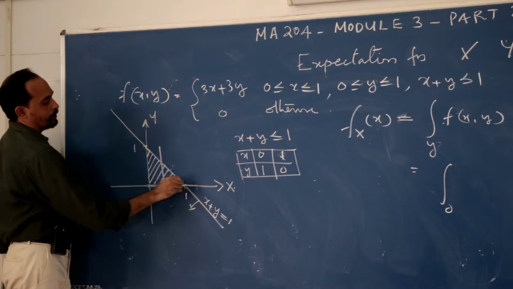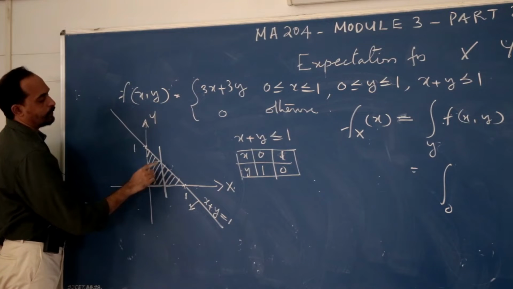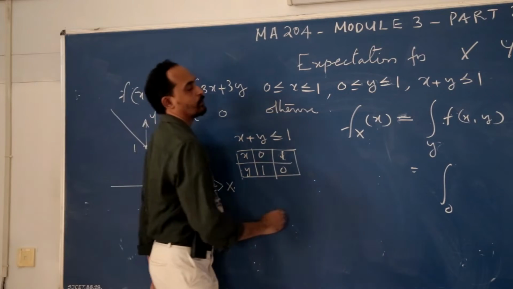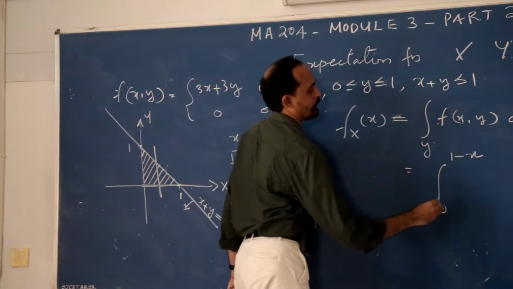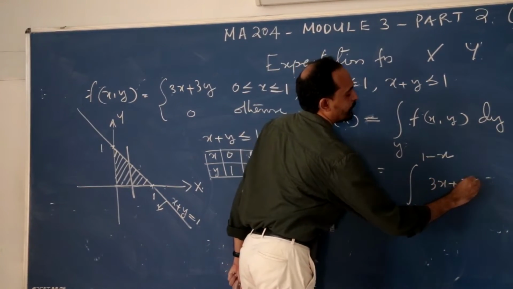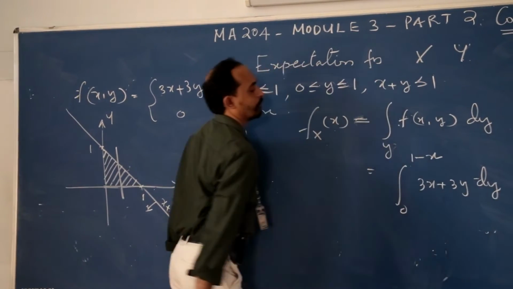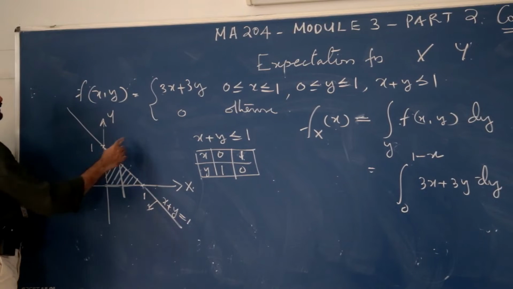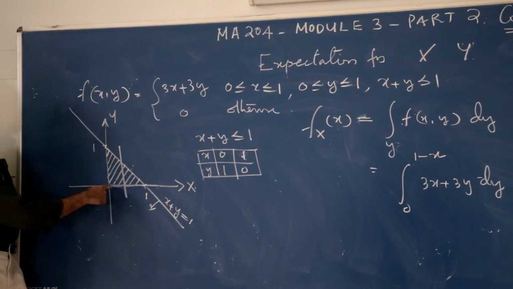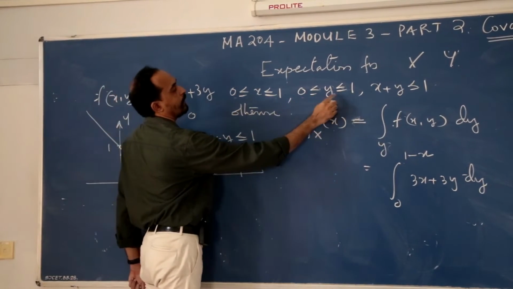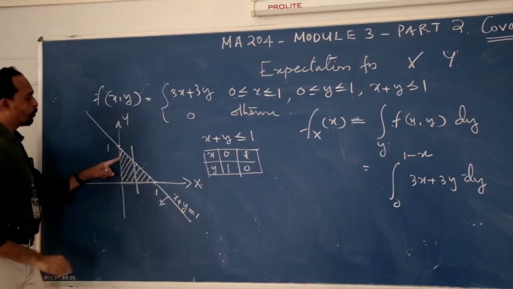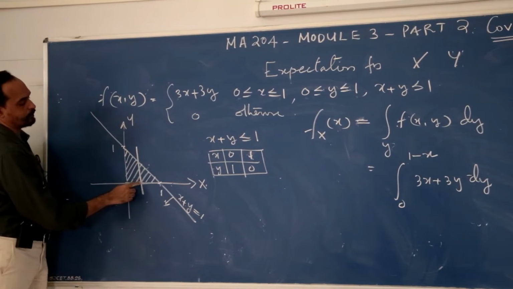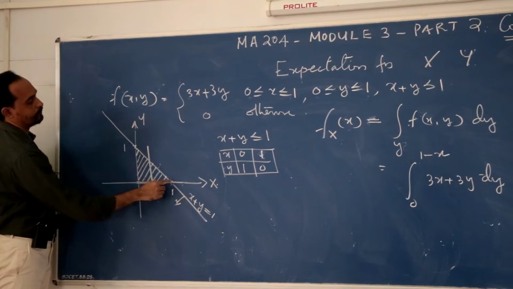The upper point is on the straight line. From the equation of this straight line, y is equal to 1 minus x. So y varies from 0 to 1 minus x. F of xy is 3x plus 3y dy. Please understand the concept. Given that x varies from 0 to 1, y varies from 0 to 1, but actually y varies in the triangle, in this triangle y varies from 0 to 1 minus x.